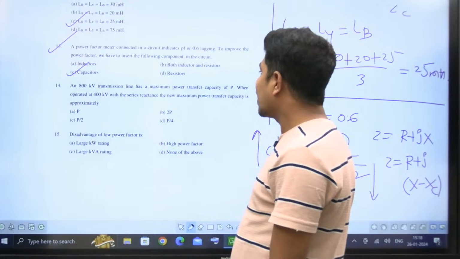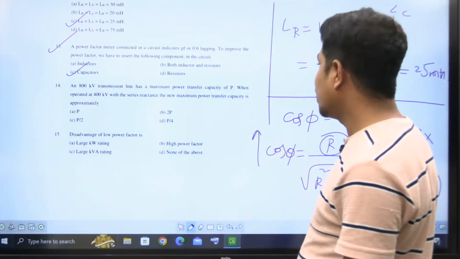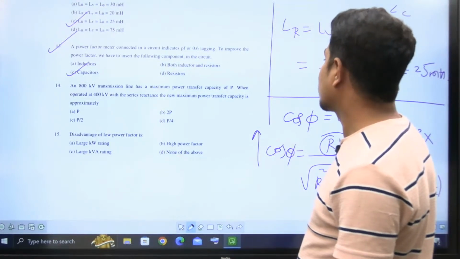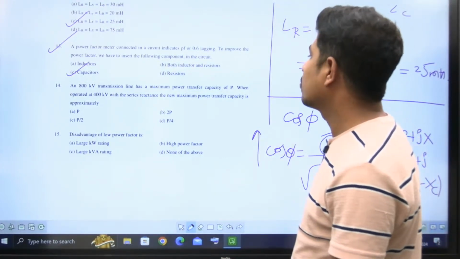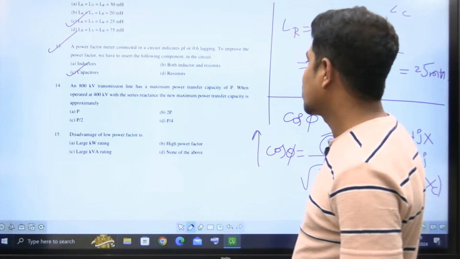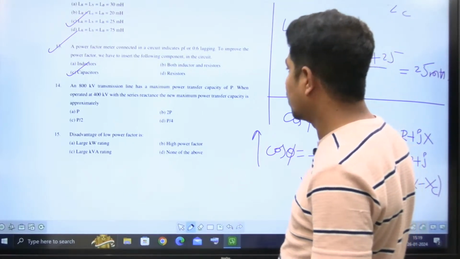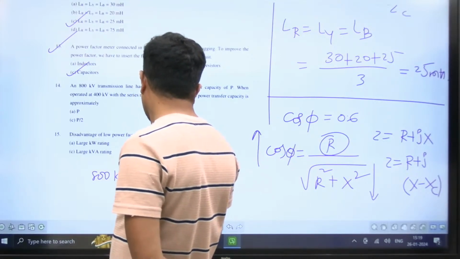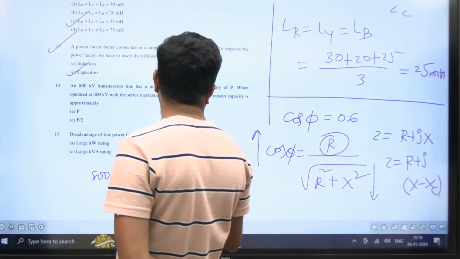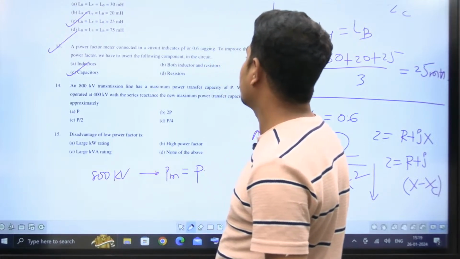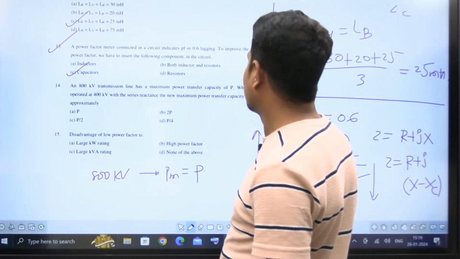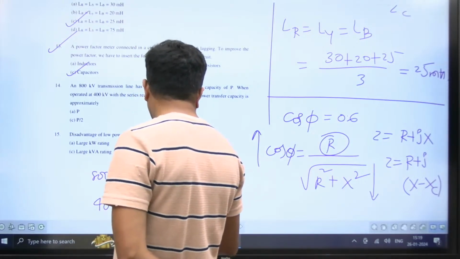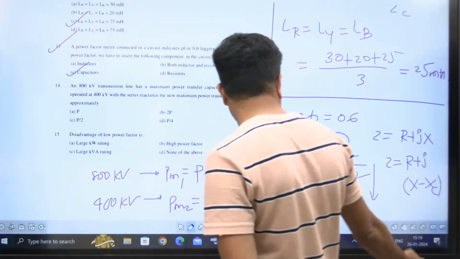Next, an 800 kV transmission line has a maximum power transfer capacity of P. When operated at 400 kV with the same series reactance, the new maximum power transfer capacity is? Let's read the question once again. An 800 kV transmission line has a maximum power transfer capacity of P. So with 800 kV, Pmax is equal to P, right? When operated at 400 kV with the same series reactance, the new maximum. So if it is operated at 400 kV, this is Pmax1, and Pmax2 is what is being asked.